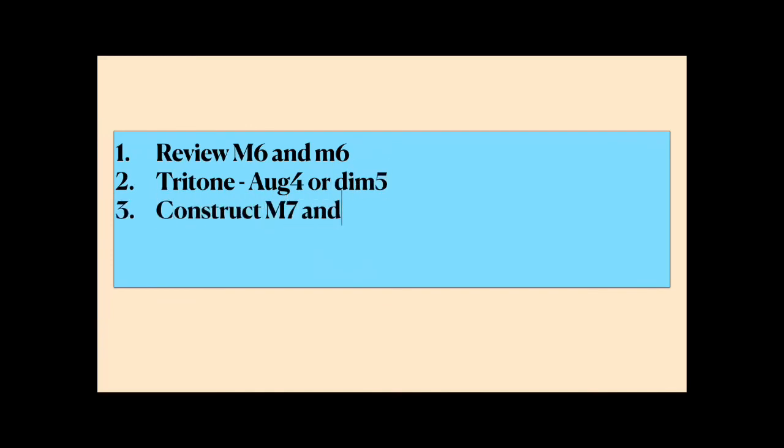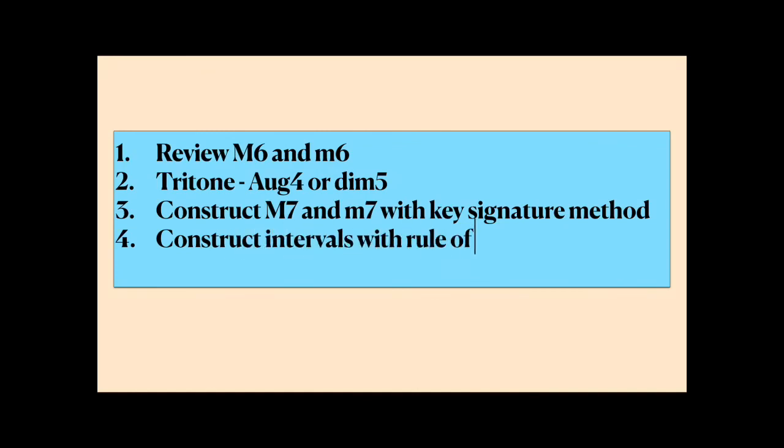Let's review what we've discussed today. We started with a review of major and minor sixths. We learned about tritones, which can be spelled as an augmented fourth or a diminished fifth. We learned how to construct major and minor sevenths using the key signature method. We also learned how to construct intervals using the rule of nines and inverting them. Finally, we finished today's lecture by relating interval qualities when the quantity stays the same, but the number of half steps that separates the pitches changes. Don't forget to use your online tools to practice each of these techniques for constructing and identifying intervals.